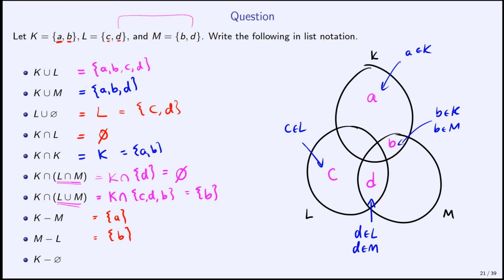Finally, we have K minus the empty set. So we write out everything in K, which is A and B, and we're going to subtract everything in the empty set. But remember, there's nothing in the empty set, so we're not subtracting anything. So we're just left with the set containing A and B, which is the same thing as K. This is sort of like doing 6 minus 0. We're just left with 6.